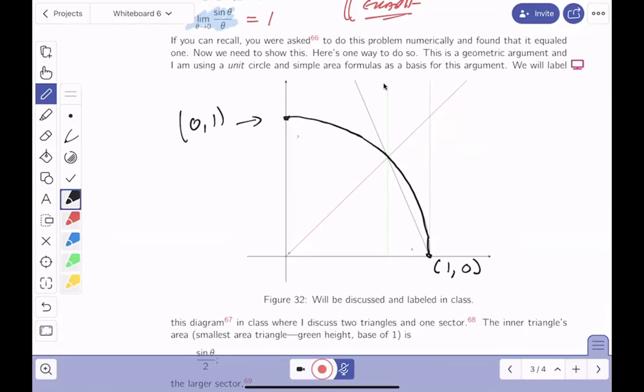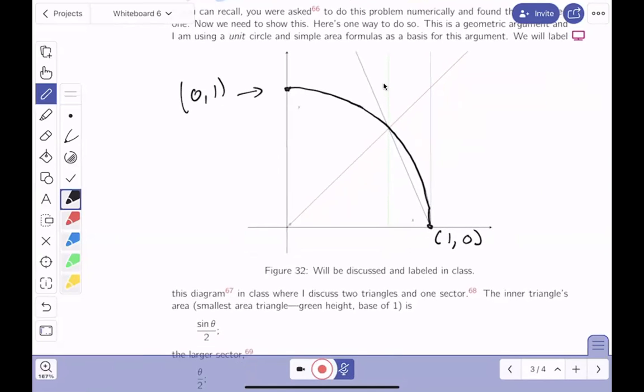All right. So I got my unit circle. I know that part. And it says it's a geometric argument, it's a unit circle. Now I said we're going to label this in class, but label what? I see a bunch of things over here. I'm seeing a green line, a blue line, a black line, all kinds of lines. All right. Now I'm going to talk about this as being an angle theta.